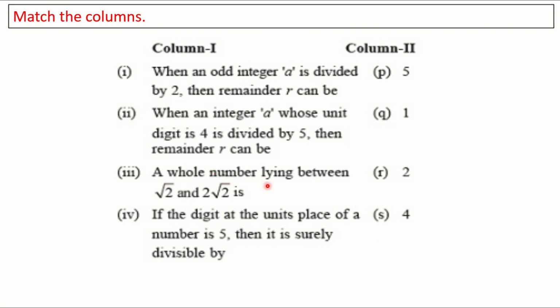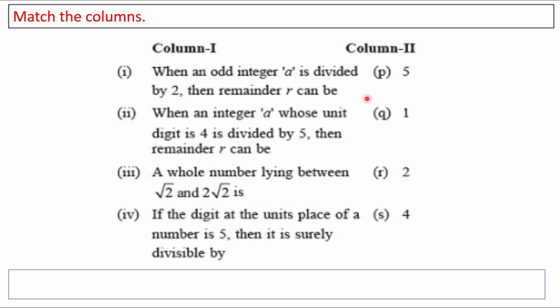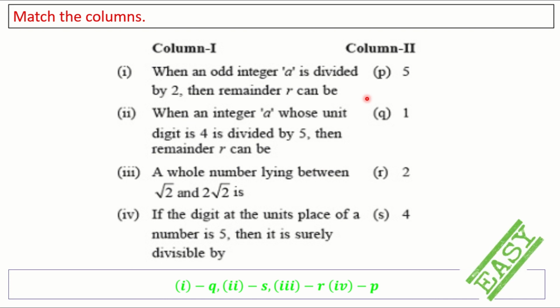A whole number lying between square root of 2 and 2 square root of 2 is 2. Square root of 2 is around 1.4 and this will be 2.8. So between 1.4 and 2.8 you have a whole number which is 2. If the digit at the units place of a number is 5, then it is surely divisible by 5. It is p. Right, so hope you got all 4 correctly. So that's the answer. Easy.